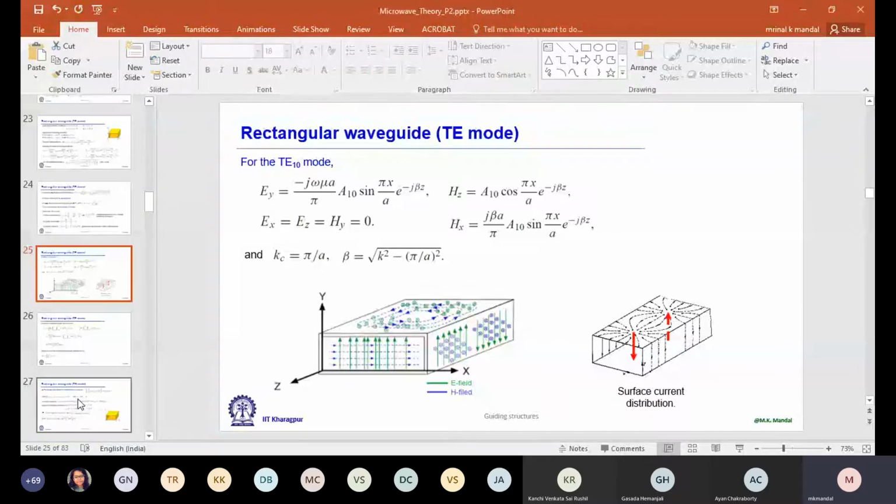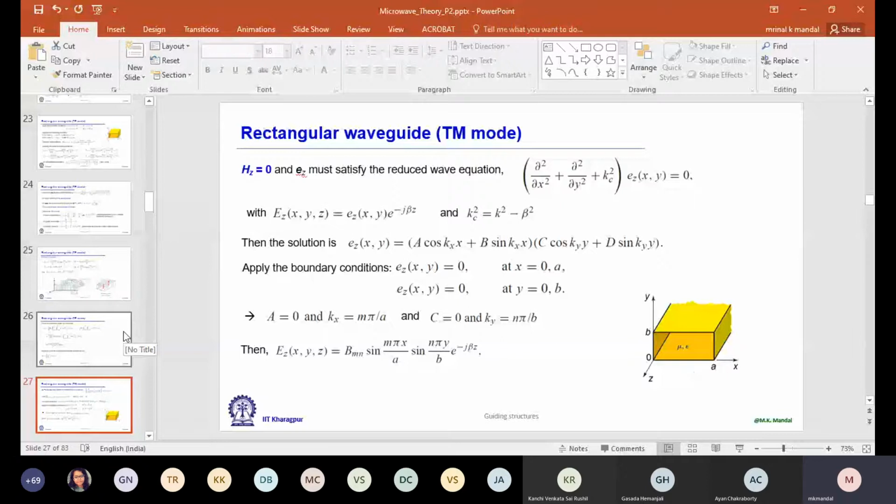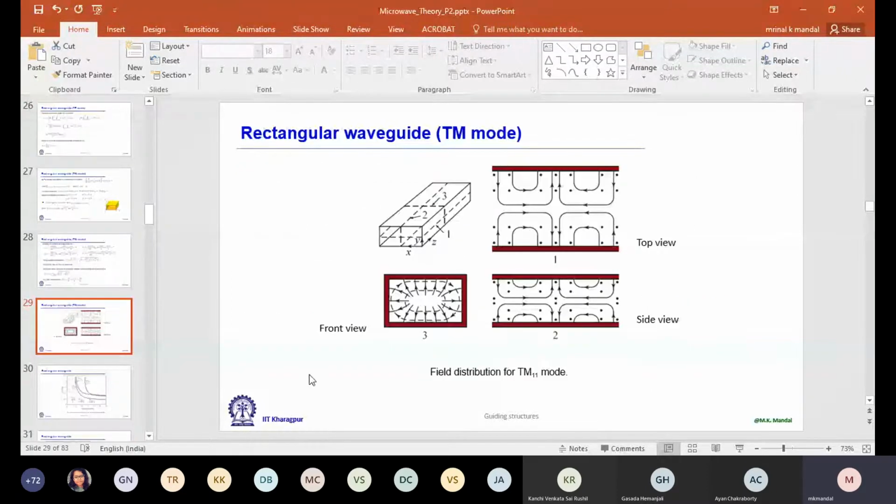After this, you were asked to go through the TM mode analysis step by step, and I assume that you did that. The steps are exactly similar to TE modes, but here we start with the reduced wave equation for Ez since Hz is 0. And we also have the expressions for electric field, magnetic fields, and the cutoff frequencies. From that, we have seen that the TM11 mode has the lowest cutoff frequency among these.